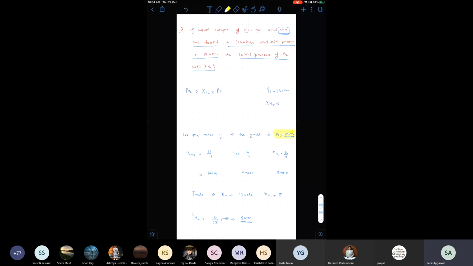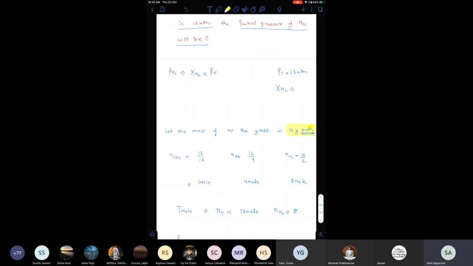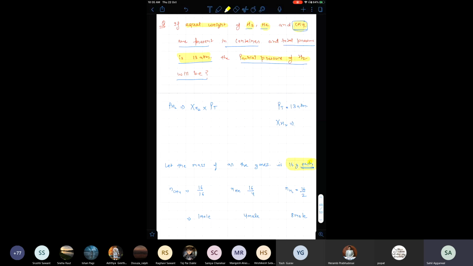It was given that equal weight of hydrogen, helium, and methane are given, and the total pressure was given as 13 atmosphere. We wanted the partial pressure of hydrogen gas. We know that the partial pressure of hydrogen gas is given by the mole fraction of hydrogen gas into total pressure. Total pressure is given in the question as 13 atmosphere. So we just want moles and total moles. To calculate them, we kept the mass of all gases as 16 gram.